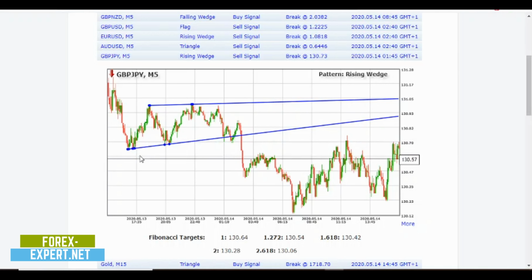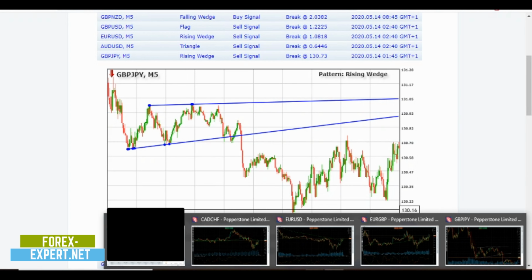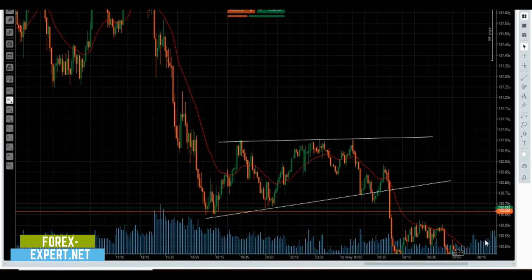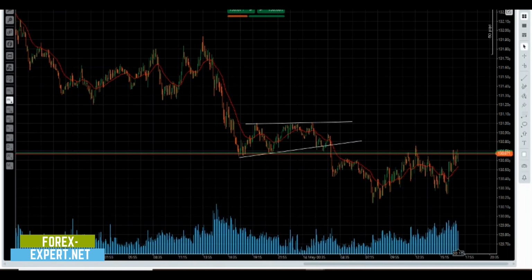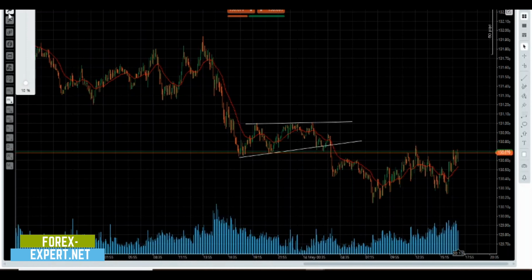But okay, let's start. The first trade of the day was the British pound and the Japanese yen. We have a rising wedge sell signal break at 130.73. As you can see here, my trick is always to look at the price action. I'm going to show you on my broker chart.